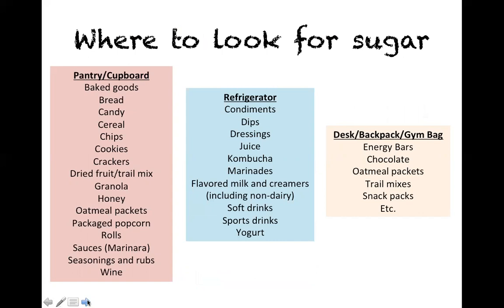I just wanted to bring your attention to a few things that you may not have thought of that contain a lot of sugar. In the pantry and cupboard list, we're not really surprised to see that baked goods, candy, cereal, cookies, and dried fruit have a lot of sugar because they're sweet. But notice that granola and oatmeal packets have added sugar. Maybe that's not a surprise because those foods are pretty well known for their sweetness factor.